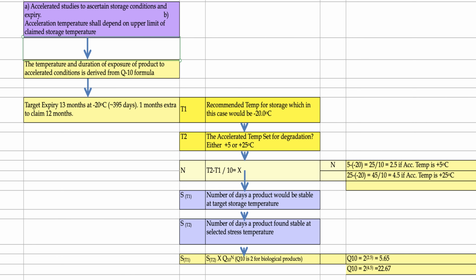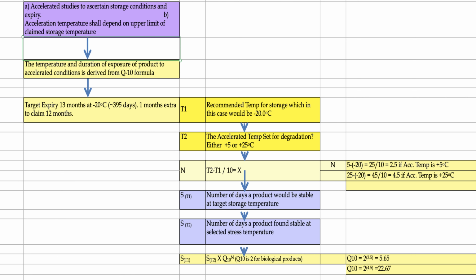Now let's calculate the N. So I am going to calculate the N factor, keeping in mind that I have assumed degradation temperatures of 5 degrees and 25 degrees Celsius. So for 5 degrees, what will be the N degradation factor? It is 2.5, whereas for 25 degrees my N factor is going to come as 4.5.